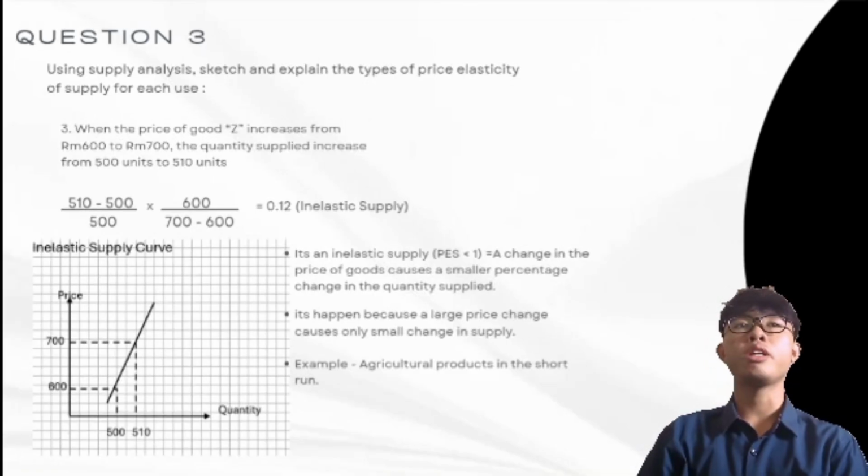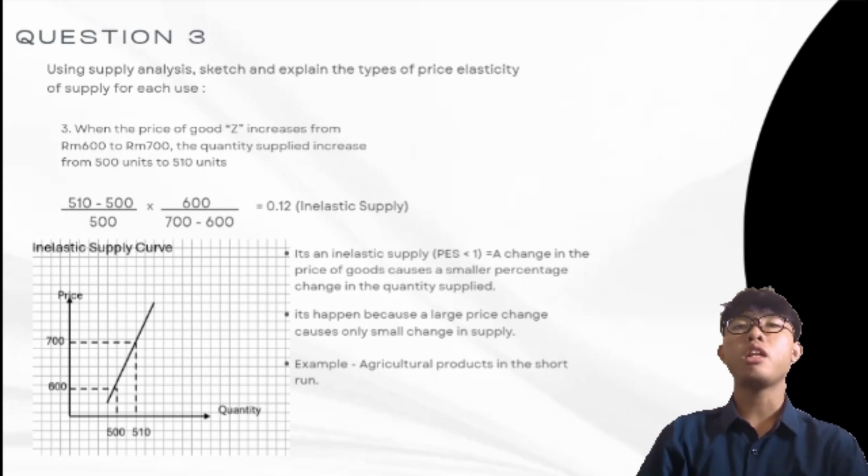So for question 3, Roman, when the price of good Z increases from RM600 to RM700, the quantity supplied increases from 500 units to 510 units. So using the same formula, we put the quantity first, then we multiply with the price. So 510 minus 500 divided by 500, times 600 divided by 700 minus 600. So we will get 0.12. So it's an inelastic supply.